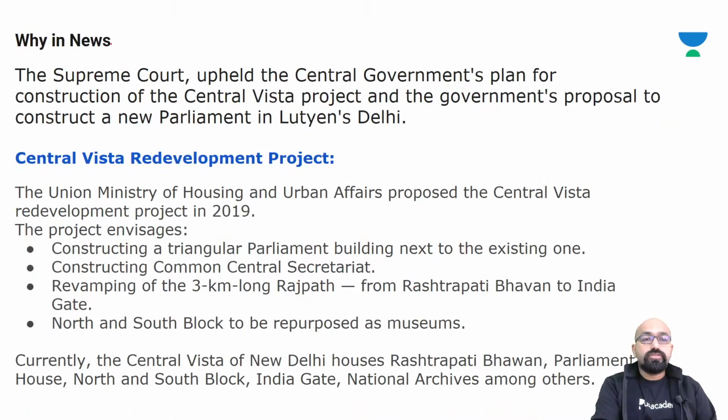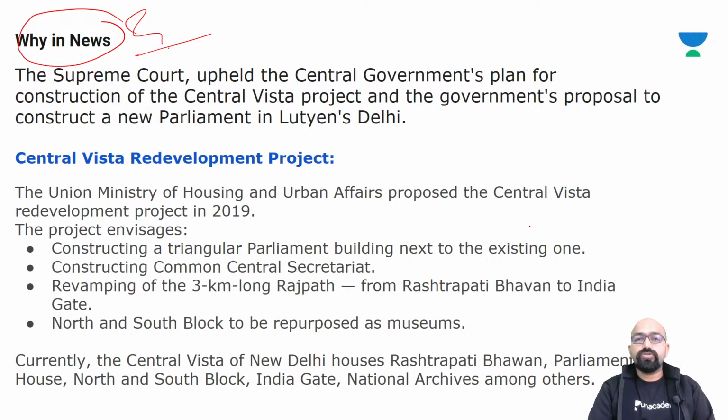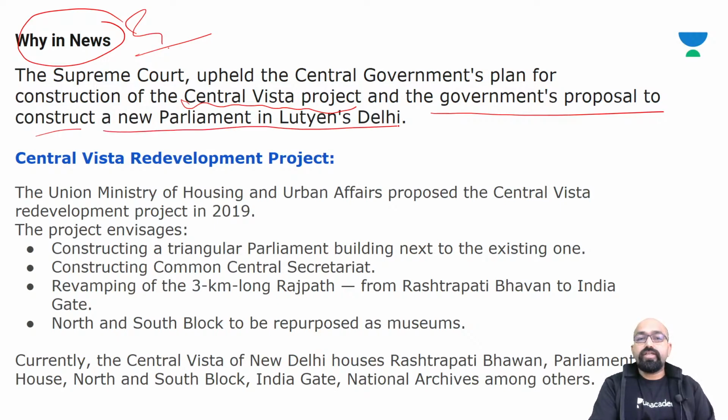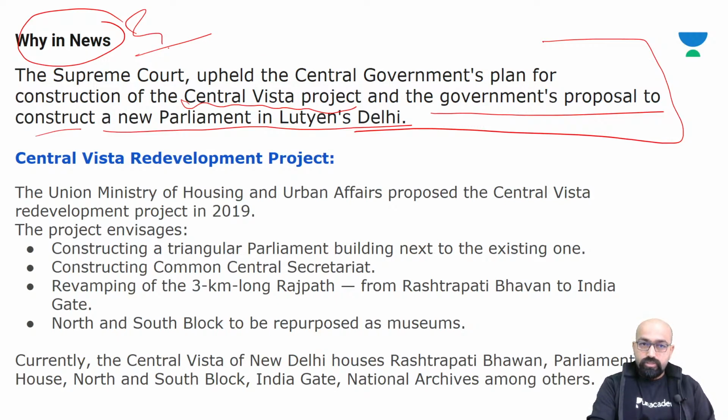Why is it in news? If we are talking about this Central Vista and Central Vista project, why is it in news? Because recently the Supreme Court upheld the central government's plan for construction of the Central Vista project and the government's proposal to construct a new parliament in Lutyens Delhi. So this is the reason the Central Vista project is in news.